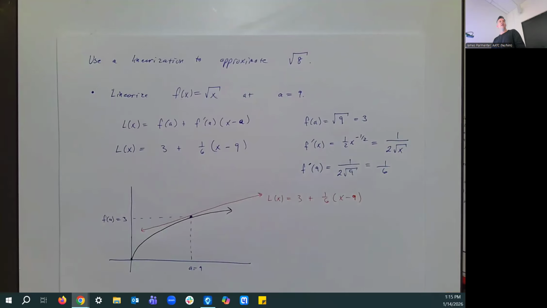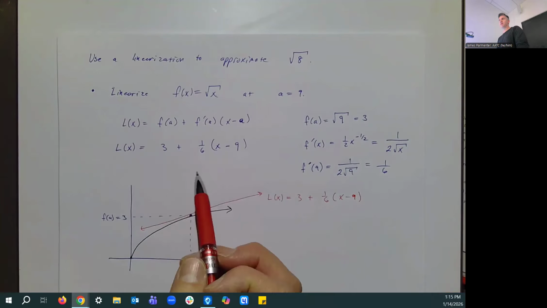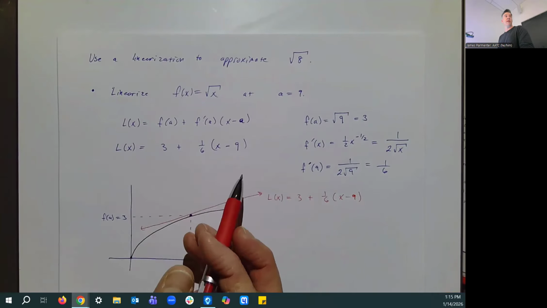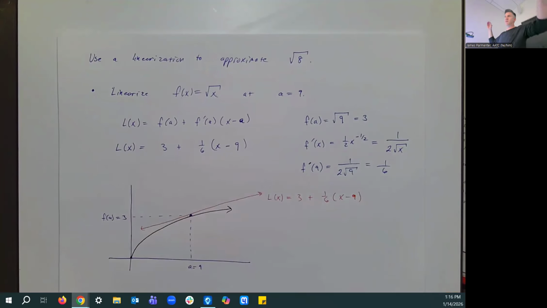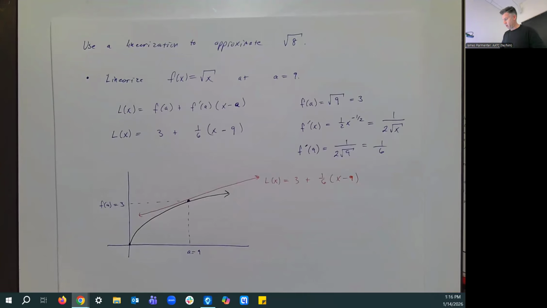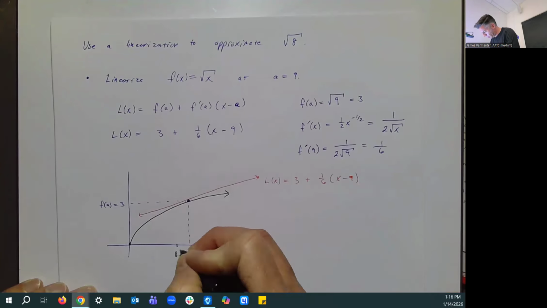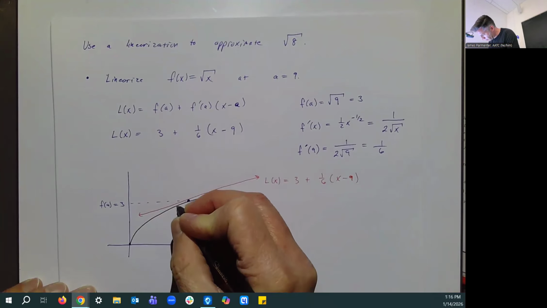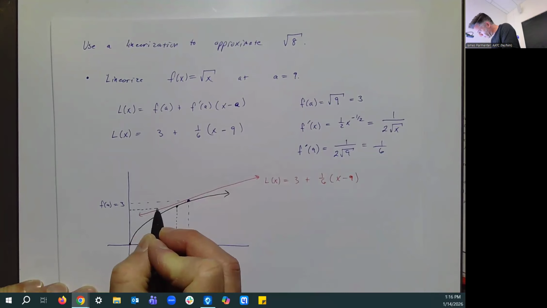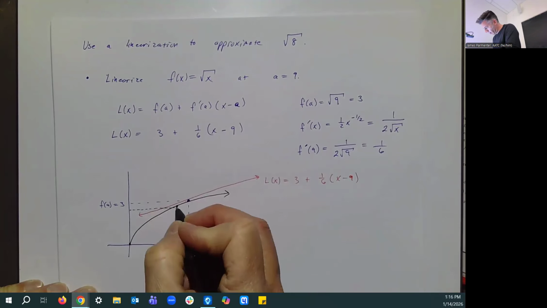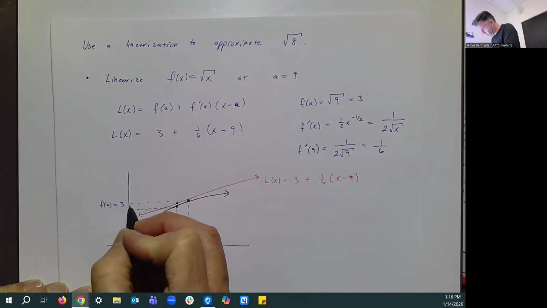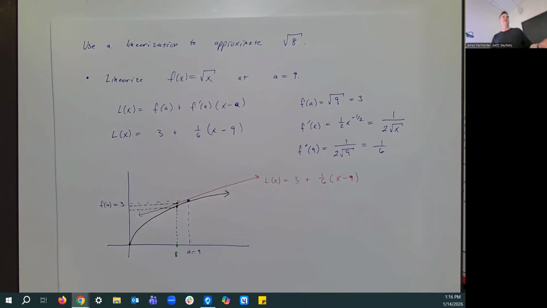Useful piece of information. It's almost always a bad idea to simplify this. I'm leaving it like this on purpose. I don't want to multiply out the 1/6 and combine the terms. No, this is how you want it. And the reason is because we're trying to use this to approximate the square root of 8. So I'm going to plug in 8, and the idea is that instead of getting that y value there, that would be the square root of 8, we're going to go up just a little bit higher to the point on the line, because it's much, much easier to plug in 8 to that linearization and get a relatively easy thing to calculate, which will be pretty close to the actual square root of 8.